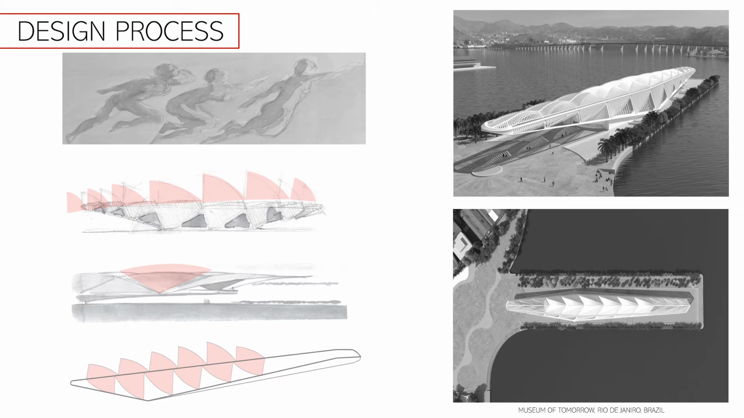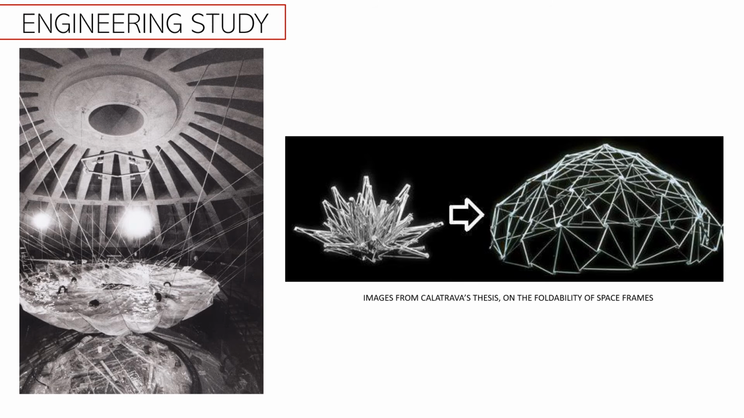In this project, the Museum of Tomorrow, you can see another example of Calatrava's process. Like all of his projects, he begins with sketching of the form and the movement. Here you can see the transition from the sketch, but instead of using the human form here as inspiration, he's using the overall movement of the 3 bodies in motion.